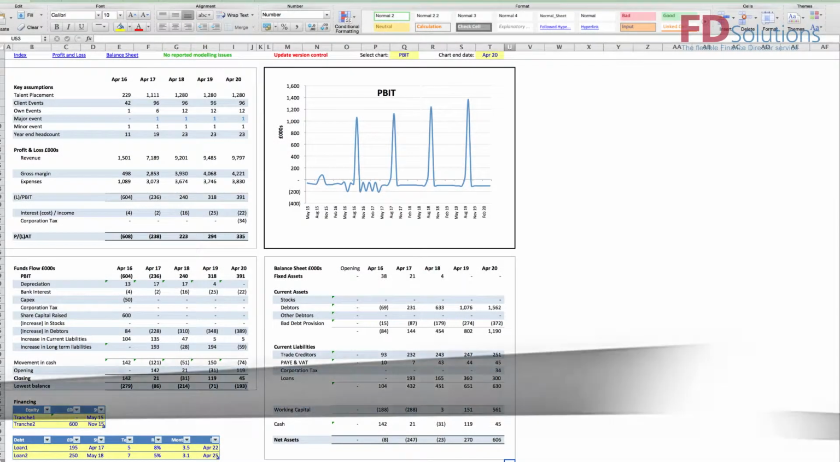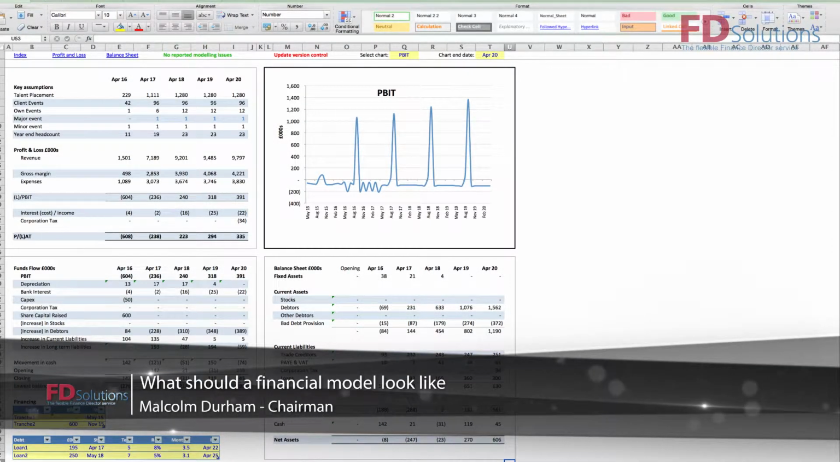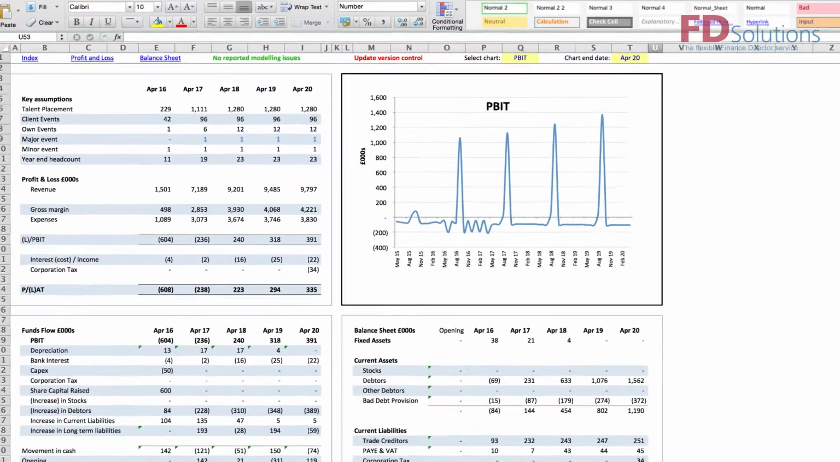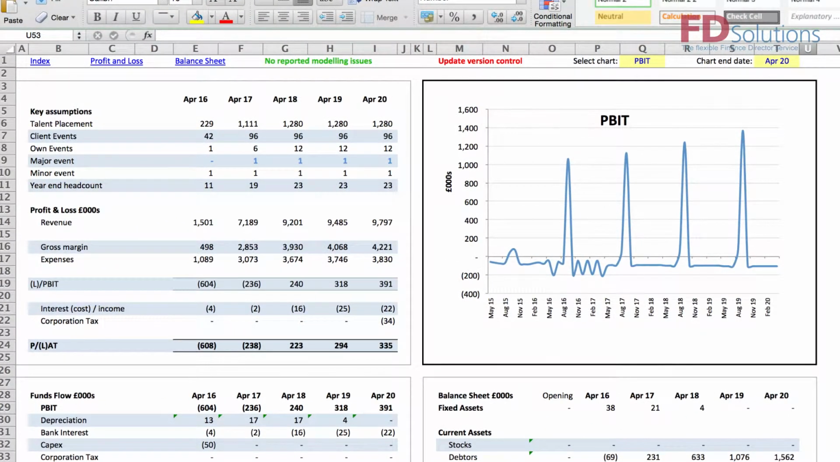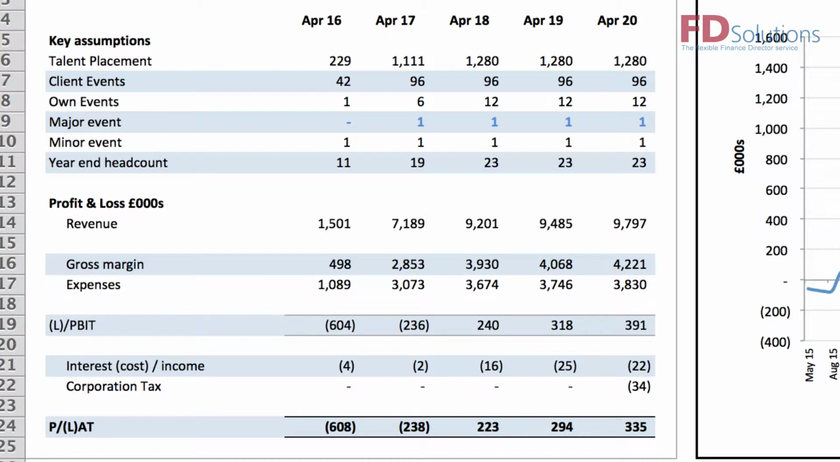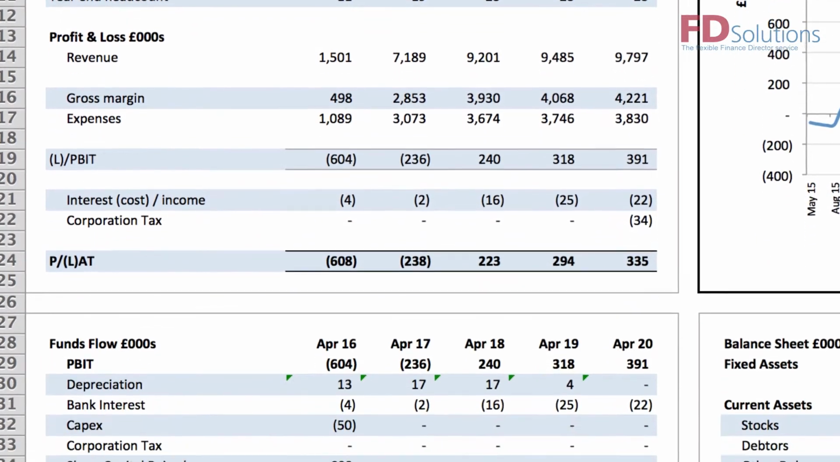So what does a finance model consist of? The principal output is on one page, a summary page, which we've done here. It's in 4 blocks. The first block over here is the profit and loss account. Not just revenue, profit and loss after tax, but also the key assumptions, in this case our talent placement, client events, minor events, headcount. Those are the numbers that are driving the revenues and the sales.